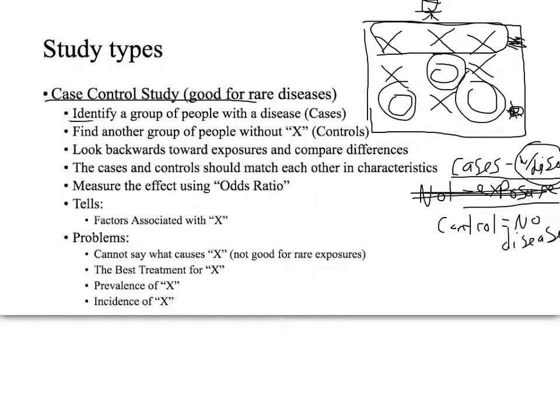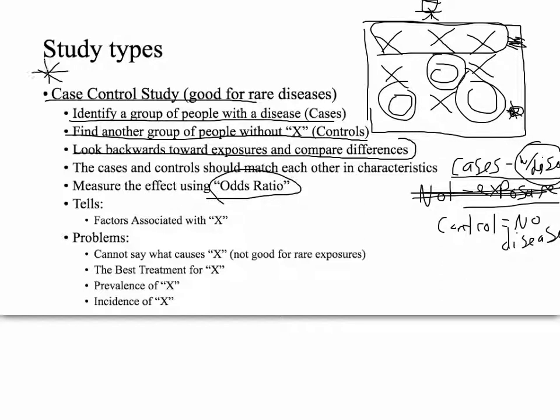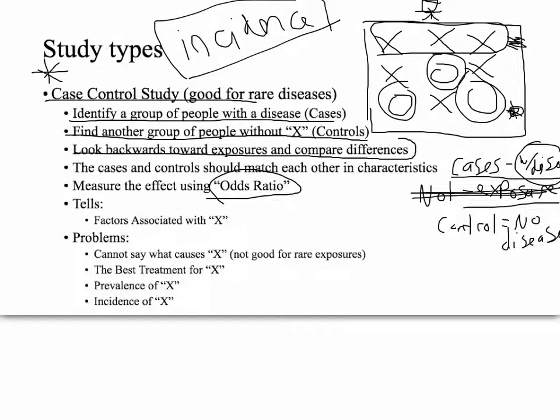So as I've written here, you identify a group of people with the disease, you find another group of people without the disease, then you look backwards towards exposures and you compare differences. And then you'll use an odds ratio. So remember, with a case control study, you cannot use risk or relative risk. You have to use odds ratio, because with a case control study, you do not get important information such as incidence. Incidence is needed in order to measure risk and relative risk.